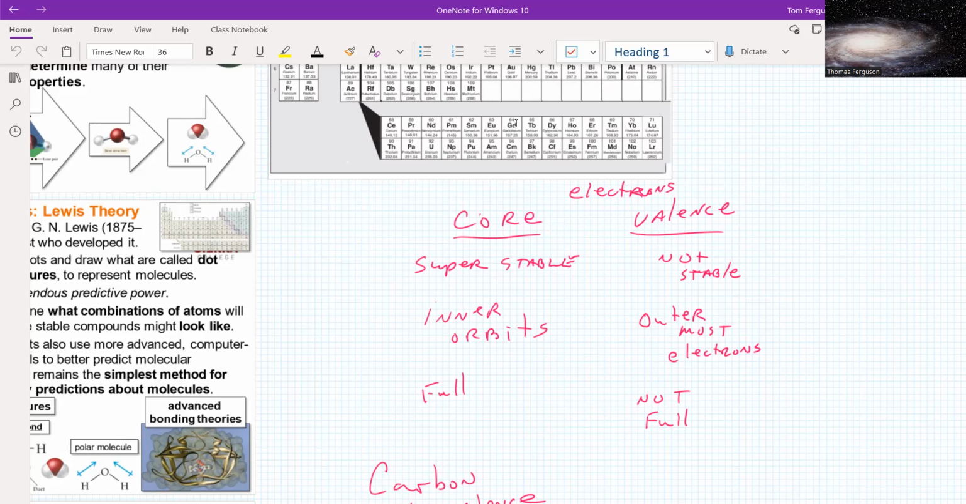Now, from yesterday, I mentioned reactions start with something unstable and goes to something stable. So if it's already super stable, nothing's going to happen. But those valence electrons, those electrons in the outer orbital, are not stable. They want to do something. They either want to combine with other electrons or they want to leave the atom totally and become an ion.